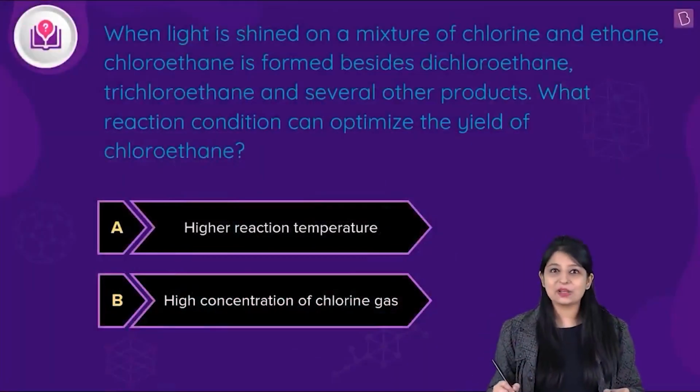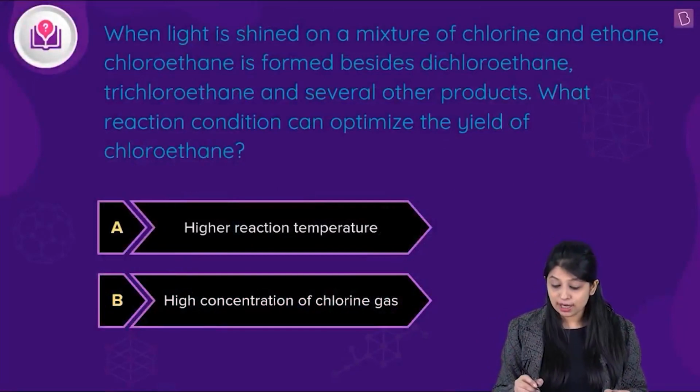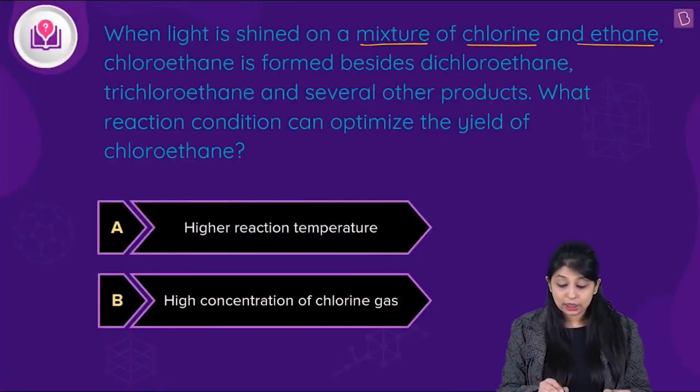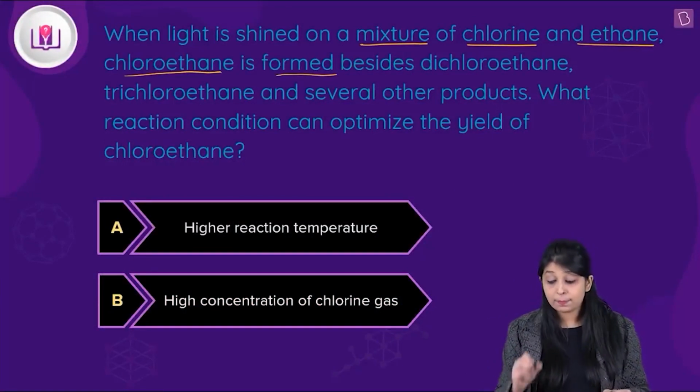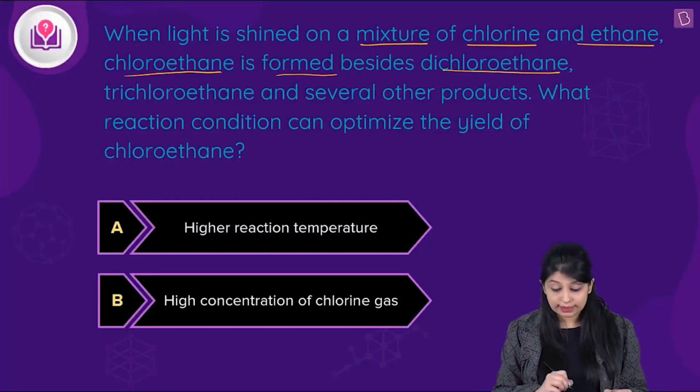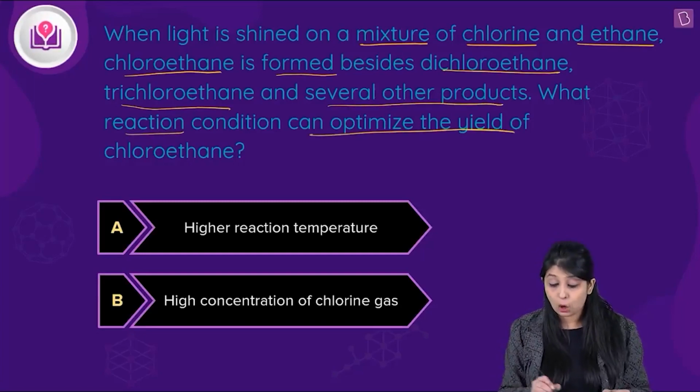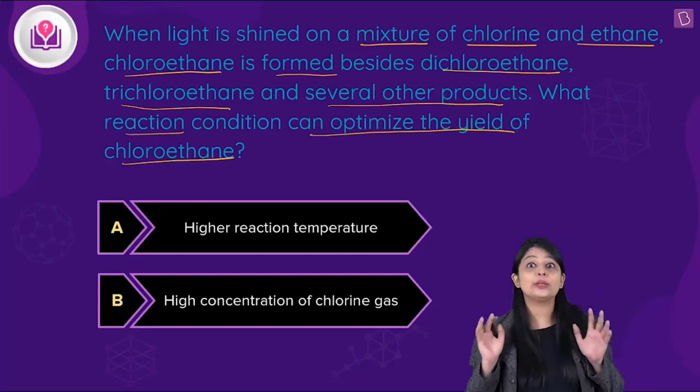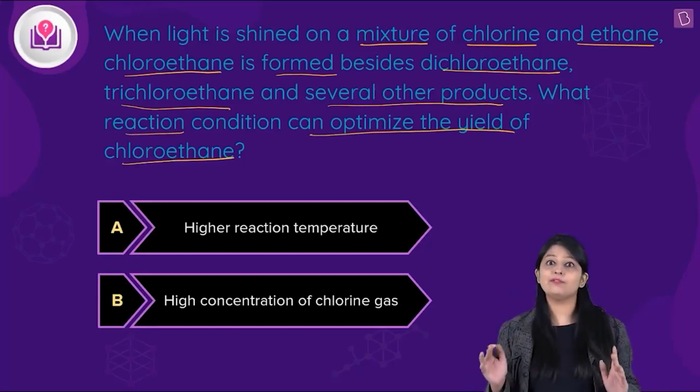Let's have a look at this question. When light is shined on a mixture of chlorine and ethane, chloroethane is formed. Besides dichloroethane, trichloroethane and several other products, what reaction condition can optimize the yield of chloroethane? And we have been given 4 options.